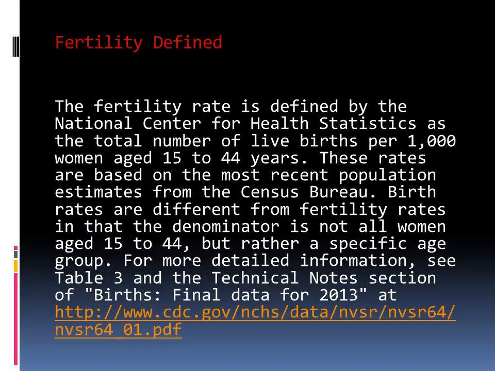The fertility rate is defined by the National Center for Health Statistics as the total number of live births per 1,000 women aged 15 to 44 years. These rates are based on the most recent population estimates from the Census Bureau. Birth rates are different from fertility rates in that the denominator is not all women aged 15 to 44, but rather a specific age group.